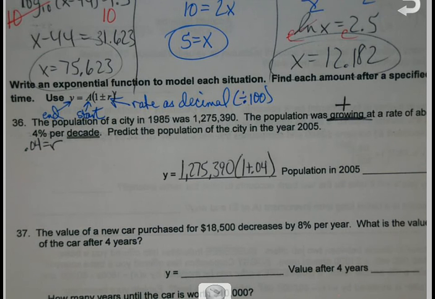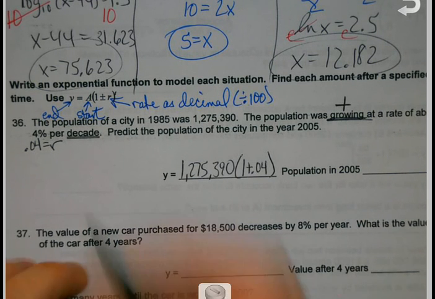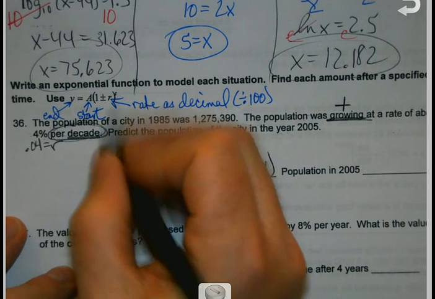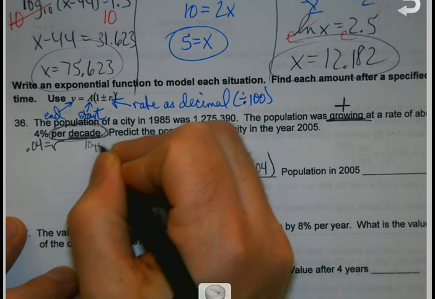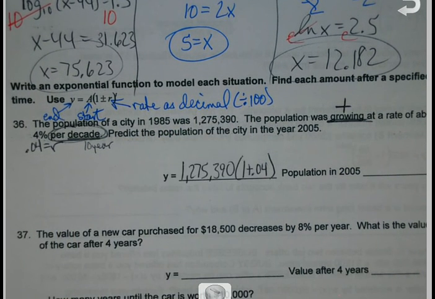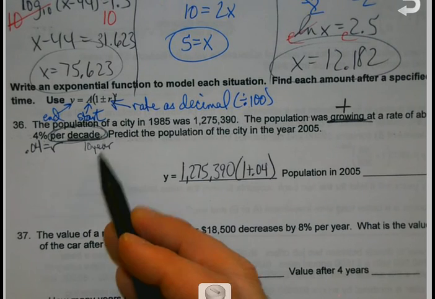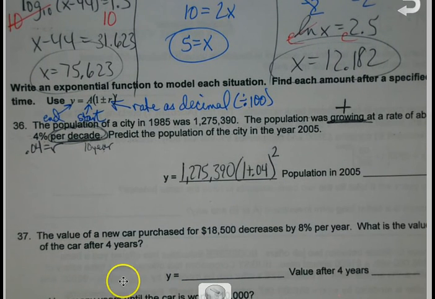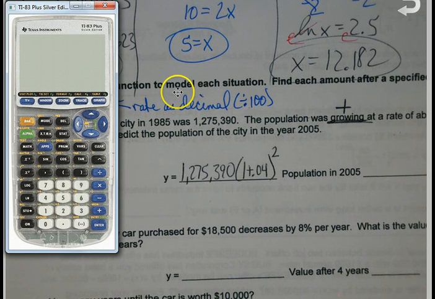Now, be careful. A lot of you are going to be tempted to use 20 here. You're like, well, it's 20 years later, 1985, 2005. Why wouldn't I use 20? Read carefully. Per decade, per every 10-year period. Well, if it's 20 years, how many 10-year periods are in there? 2 of them are. Okay, I gotta be careful. I can do everything else right and have that go bad.